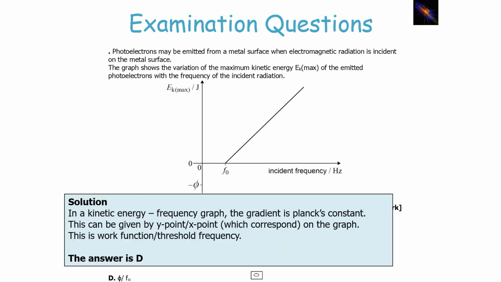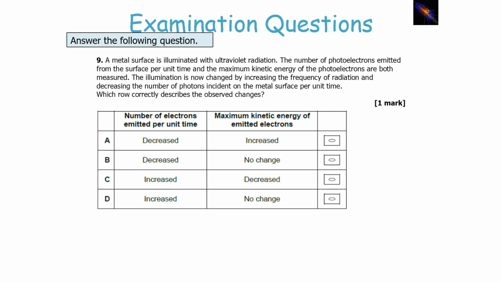So in a kinetic energy frequency graph, the gradient is Planck's constant. So this is given by the y over the x on the graph, which is the work function over the frequency, which is therefore going to give you the answer of D. Next question. A metal surface is illuminated with ultraviolet radiation.